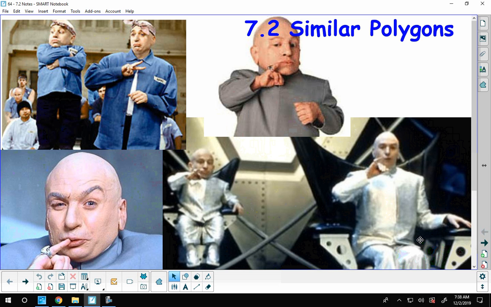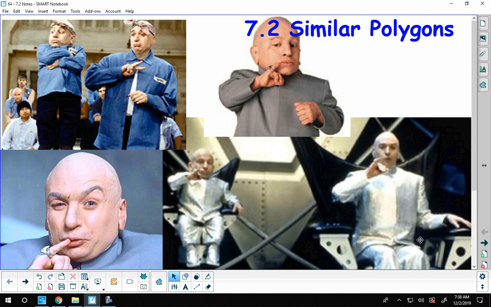Section 7.2 is similar polygons. Up until this point, we've talked about congruent triangles, and that was all of chapter 5. Congruent triangles are triangles that are identical twins. They're exactly the same. All corresponding angles are congruent, and all corresponding sides are congruent.